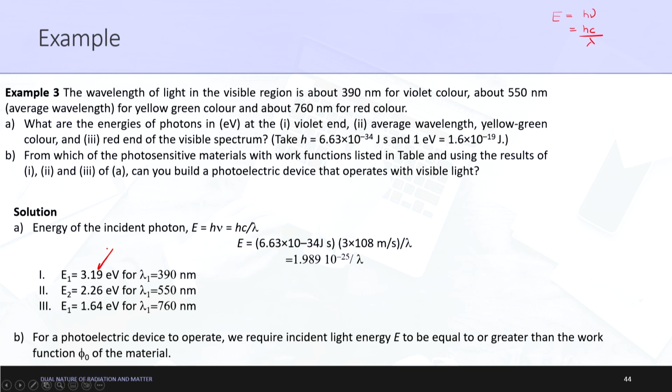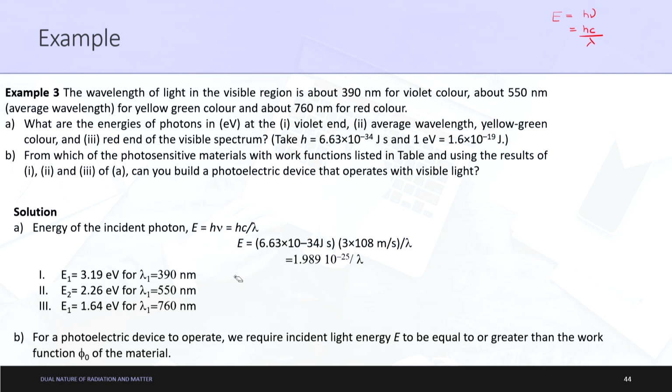Please try to calculate it mathematically yourself, so that you can understand what is actually happening here. For 550 nanometers, the second point, it is 2.26 electron volts, and the third is for 760 nanometers. Everything is written, you just need to calculate it. E3 is equal to 1.64 electron volts for lambda 3 equal to 760 nanometers.